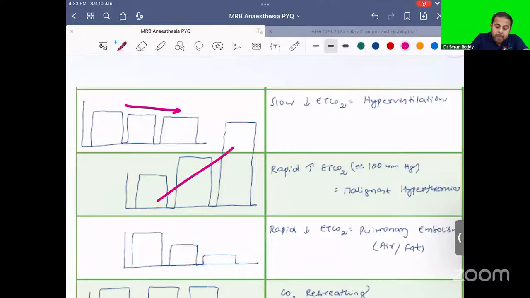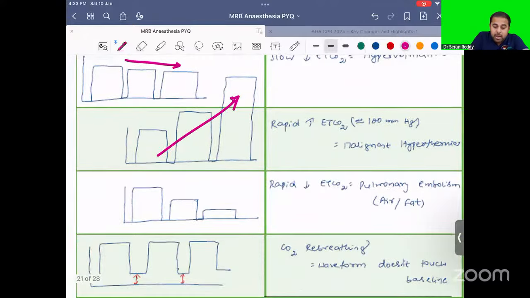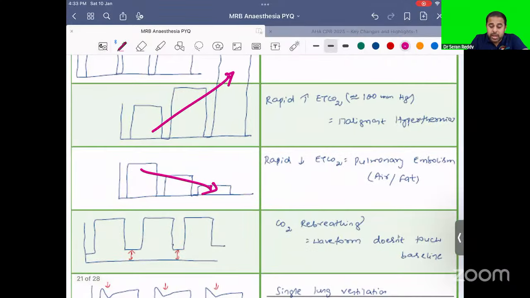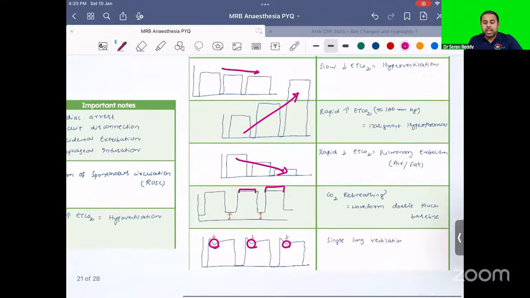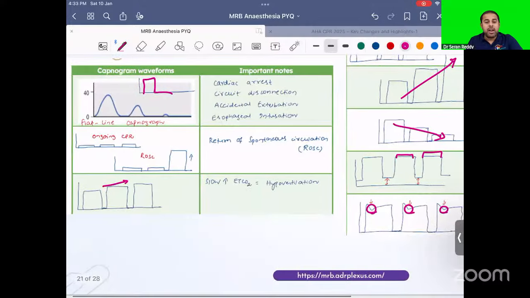If you see a rapid increase, it is seen in malignant hyperthermia as discussed. Rapid decrease is seen in pulmonary embolism, let it be air or fat, whatever. Then in CO2 rebreathing, usually the waveform doesn't touch the baseline. Sometimes it may slowly increase. Then in single lung ventilation, this is not very important, you see the notched appearance. So this is about the capnography waveforms, which should be on your tips.